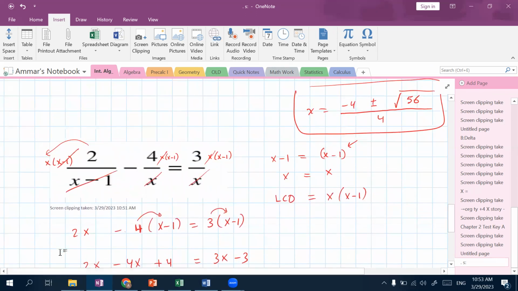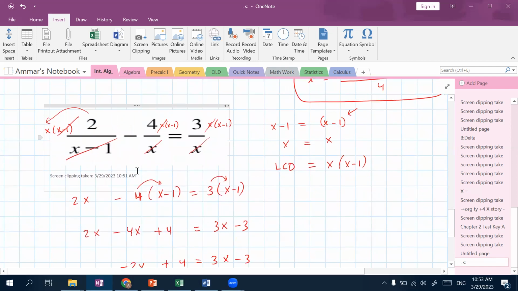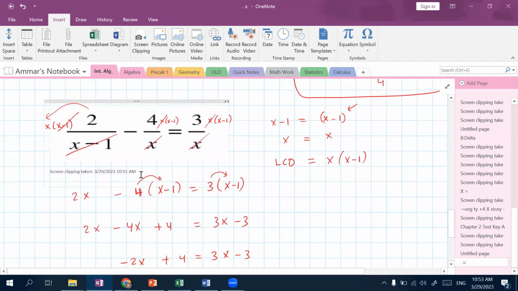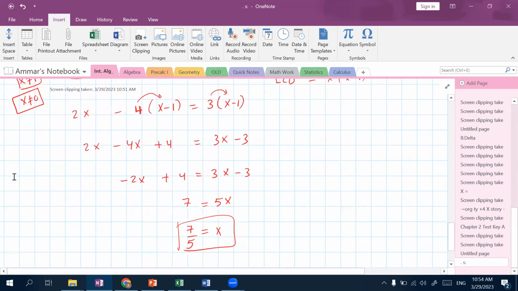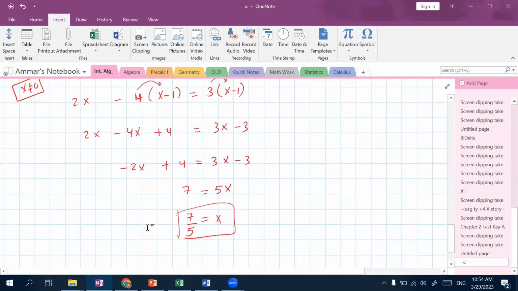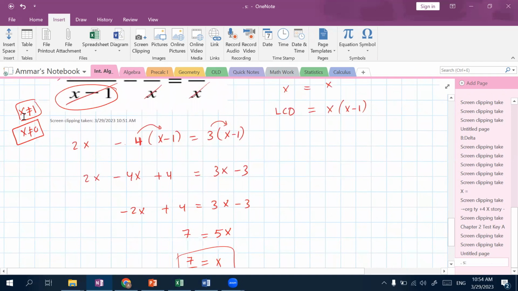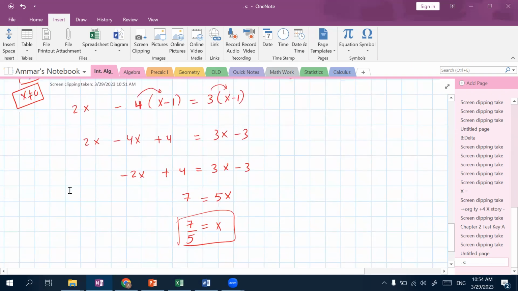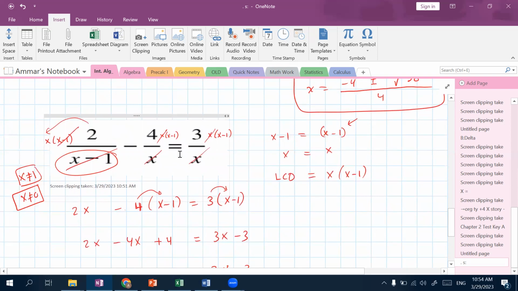So we got many equivalent equations to the original one. And at the beginning, we should have said that x cannot be 1, because 1 will make the denominator 0, and we cannot divide by 0. And x cannot be 0. And at the end, we got x equals 7 over 5. It is neither 0 nor 1, so that's fine. So this is the solution of this equation.